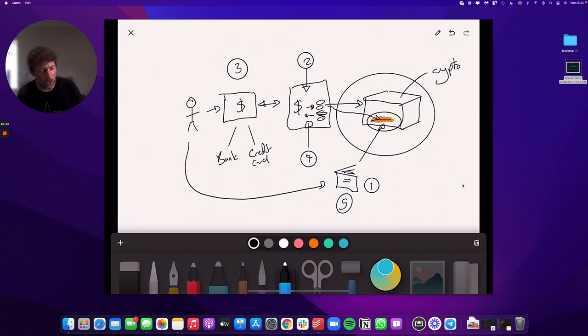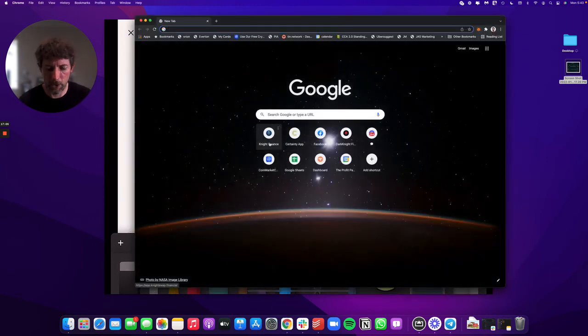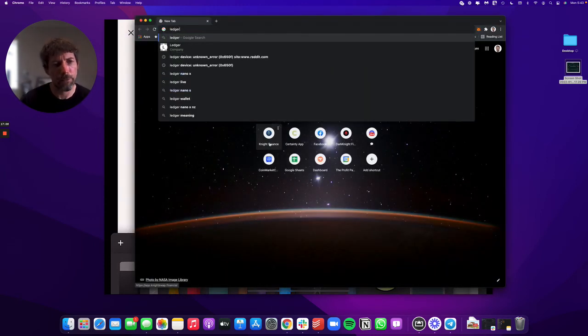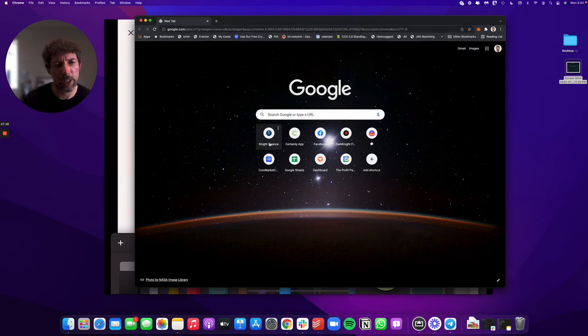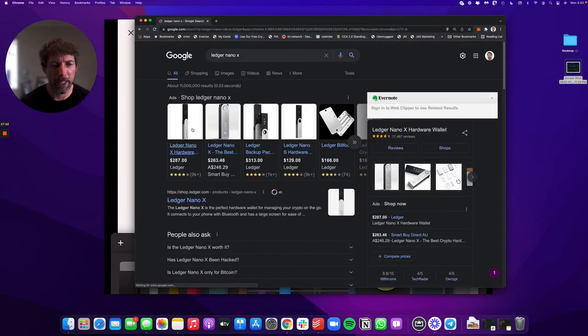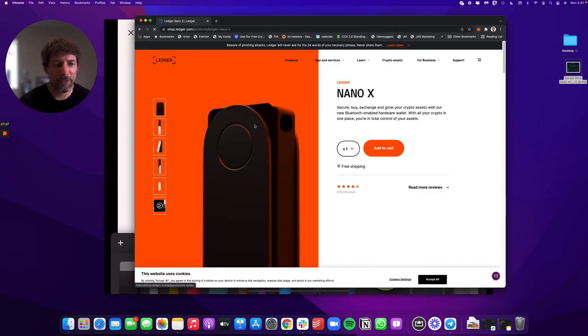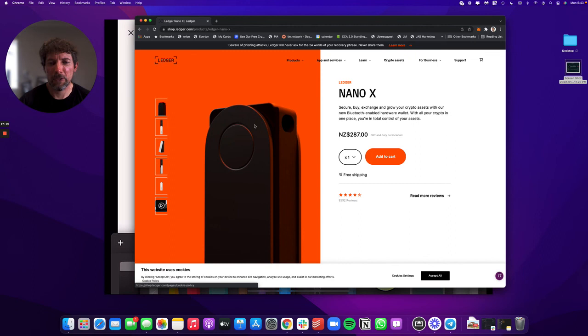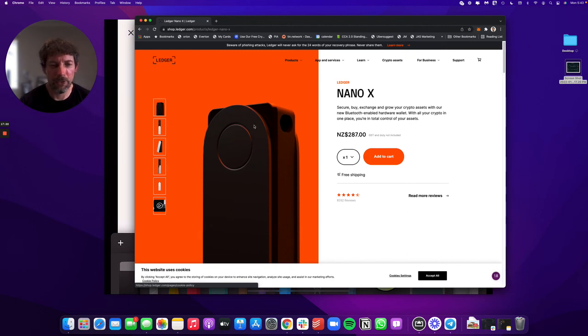The Ledger, from memory, is a couple of hundred euros, I think it was. You can have a look again, do your own research. The Ledger X is the one I'm pretty sure I've got. Let me just quickly check. Ledger Nano X, I think it is. Let's have a look. Yep, that's the one. So Ledger Nano, here it is. This is the one I have, and some people prefer Nano, some people prefer Trezor. Trezor is the other one, but I've got this one. Oh, New Zealand 287. It's cheap.